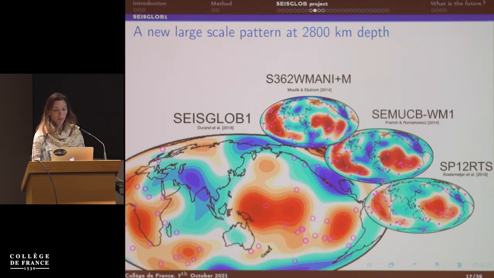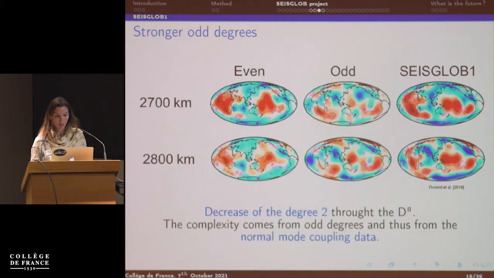And that's where I wanted to zoom in now. It's because we found that the pattern in SPhiGlobe 1 for these LLSVPs is a bit different from what is observed in other tomographic models. And we wanted to understand why. One way to look at that is to separate the odd and even degrees of the model, the even and odd parts of SPhiGlobe 1.